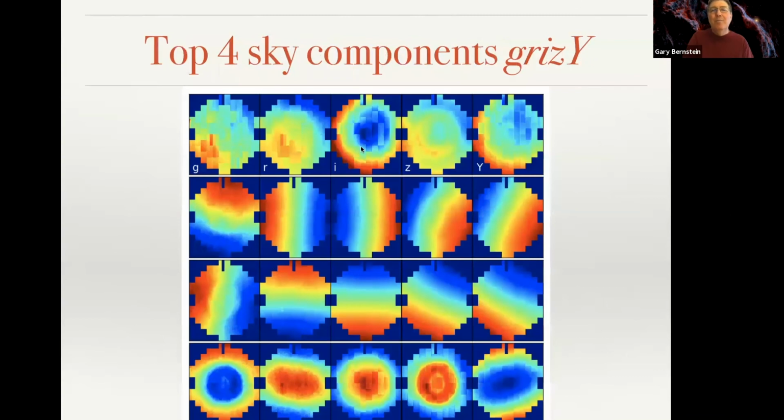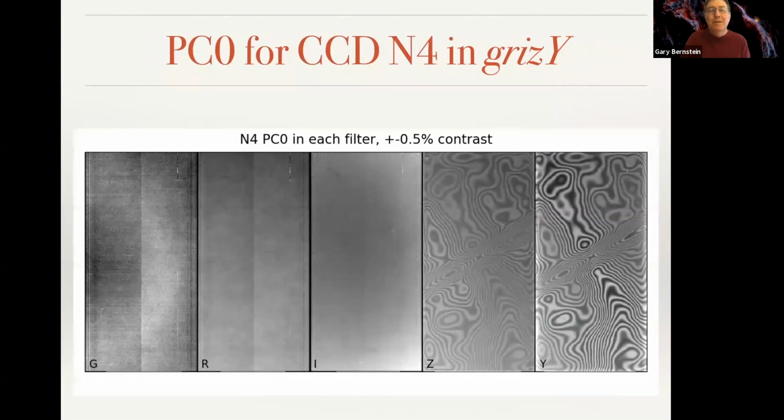And here's the first 4 principal components for G, R, I, Z, and Y. The first principal component is essentially some version of a sky flat and has the mean basically of the fringing and everything in it. The second and third principal components are clearly gradients across the field. And the fourth principal components have to do with a change in the amount of air glow relative to continuum, I think. And here you see the 0th principal component for G, R, I, Z, Y, where you can see the fringing appearing in Z and Y.